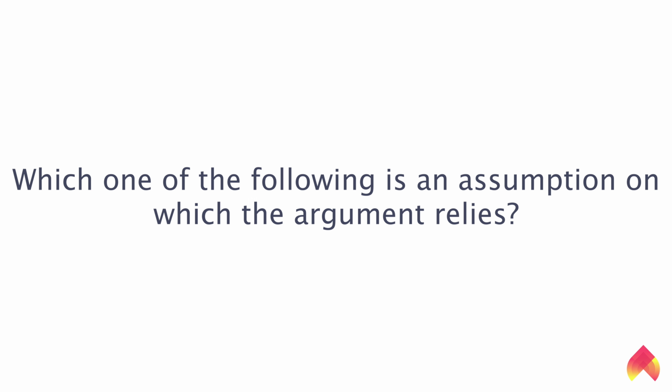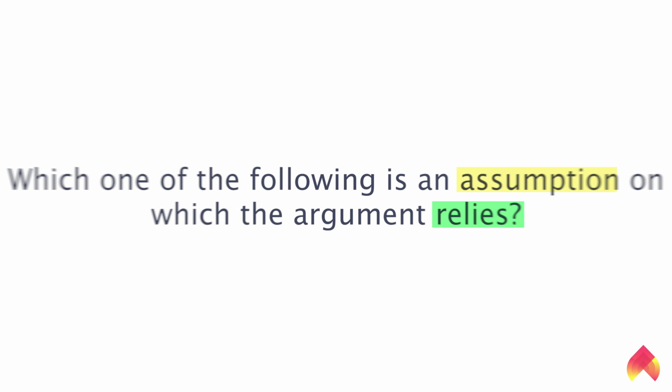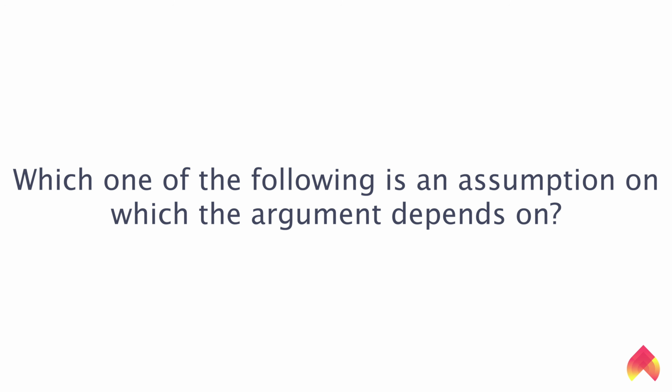They can say something like this. Which one of the following is an assumption on which the argument relies? You can see here that we've got the word assumption and the word relies. Okay, so our assumption is our assumption indicator, obviously, and then we have a necessary condition indicator, relies. Another example, which one of the following is an assumption that the argument depends on? Again, we have the word assumption as well as the necessary condition indicator, depends.